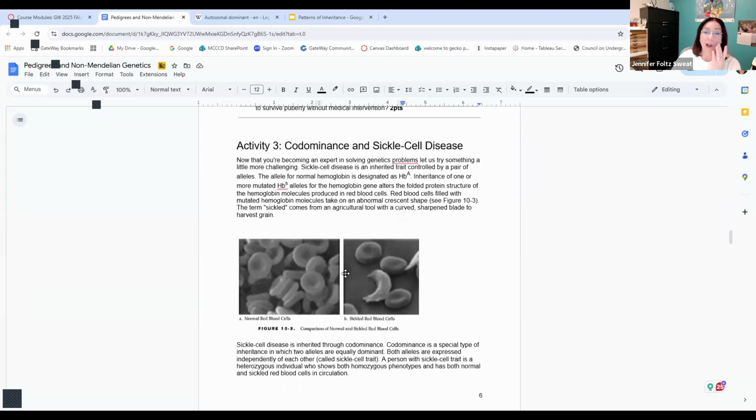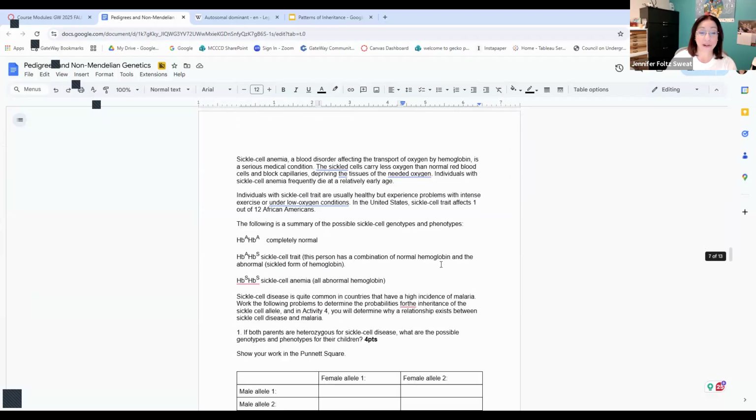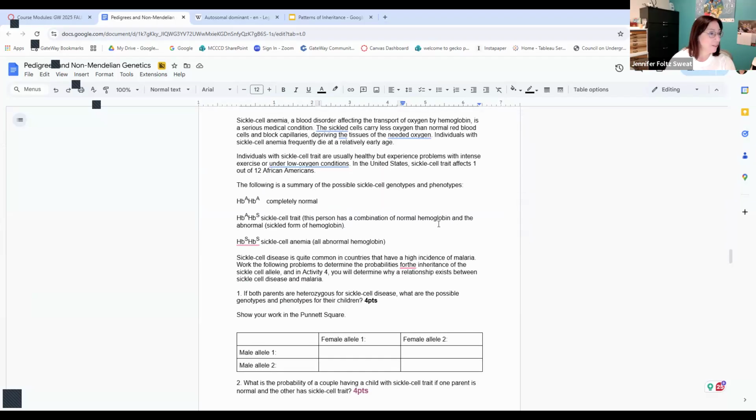So then we did codominance and sickle cell. Now, this one is a little bit harder. Did everybody understand this incomplete dominance? Looks like I see a lot of yeses. So with codominance, we use different letters. We used a capital A and a capital S. There's no dominant and recessive; they are both dominant. So big A, big A is a normal individual, no sickle cell.